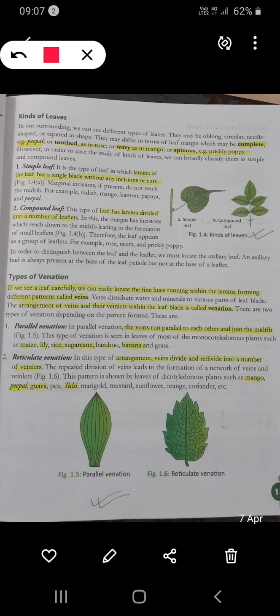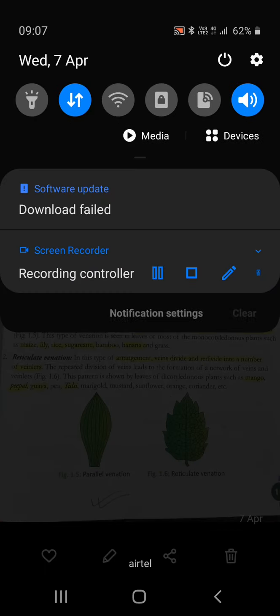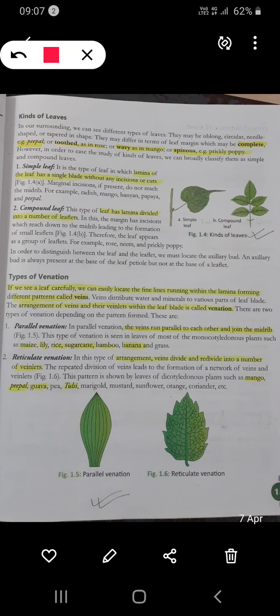So let us see here. The lamina of the leaf has a single blade without any cut. There are no cuts, it is a single blade. But here there are so many blades, 1, 2, 3, 4 and 5. You can see here. It is a compound leaf. The leaf has lamina divided into a number of leaflets. It is divided into 4 to 5 leaflets. That will be called a compound leaf.